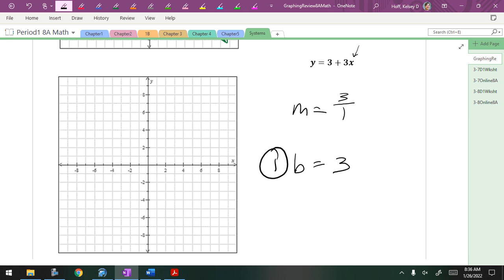So I start at 3. Then what's my slope tell me to do? But before that, up 3, right 1. Up 3, right 1. Remember your whole numbers, you got to change to fractions.